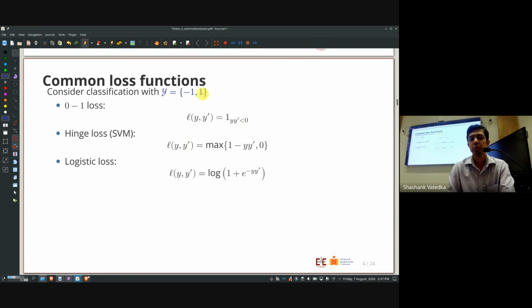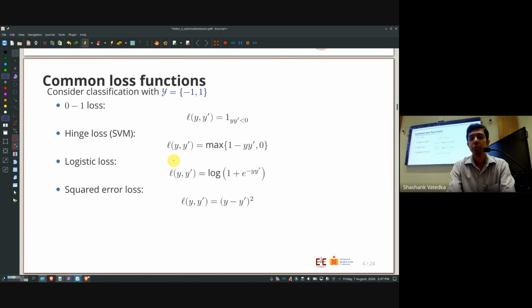And the reason I'm choosing -1, 1 is because I can represent all of these loss functions in terms of y times y prime. So if y and y prime are different, then y times y prime is less than 0, and an error occurs if y is not equal to y prime, that is, if y times y prime is less than 0. And that's really how you get these forms for the hinge loss and the logistic loss. Note that all of this changes if you change the label set. If I go from -1, 1 to 0, 1, then I'll also have to change the definitions of these loss functions.